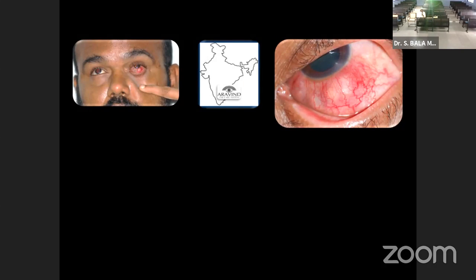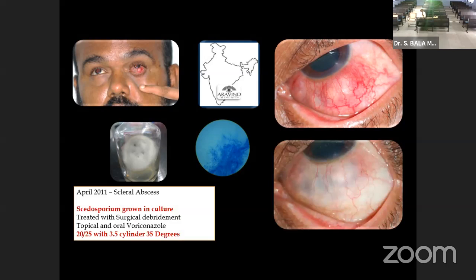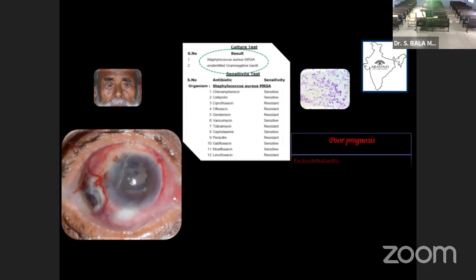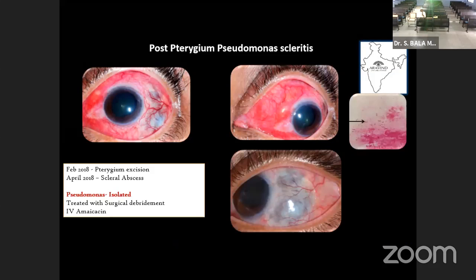And these are the few cases of infectious scleritis I borrowed from her, which had a scleral abscess. Here the Scedosporium was grown and beautifully resolved with an end of 3.5 cylinder at the vision of 20/25. This is another case of mixed staph with unidentified gram-negative, and obviously it had a poor prognosis with endophthalmitis. This is a post-pterygium Pseudomonas, and with appropriate surgical debridement and amikacin, there was minimal improvement.